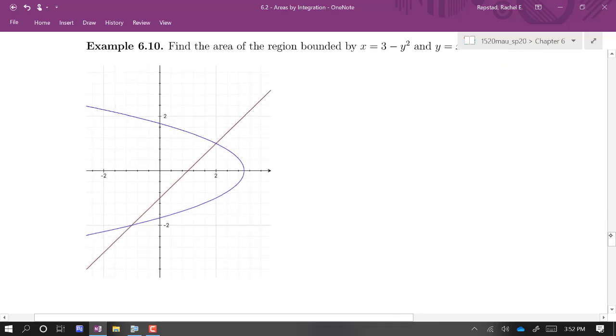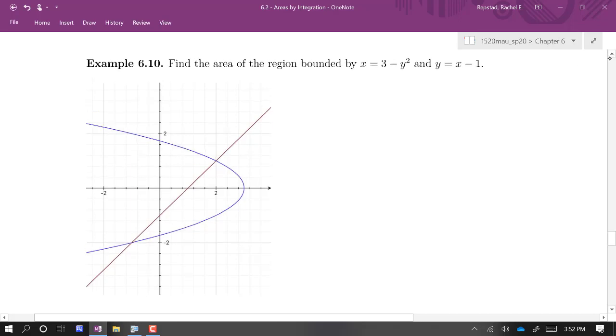Okay, let's try another. We're going to find the area of the region bounded by x equals 3 minus y squared and y equals x minus 1. Now you'll notice that one of the functions they gave us, x as a function of y, kind of makes sense, right? It's a sideways parabola, so y would be the squared variable and x is not. But if you look at this region, again, if we outline the region that we're interested in here, that's this right here. There's one region that's properly bounded by just the equations they gave us.